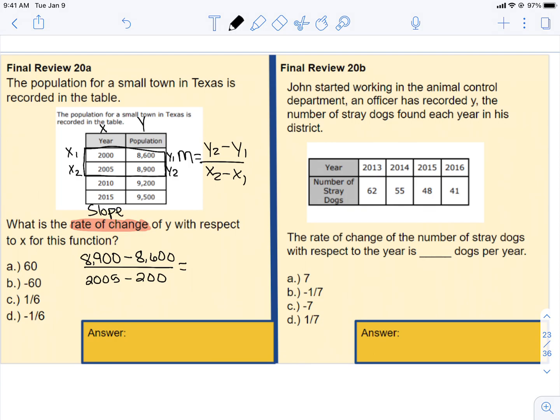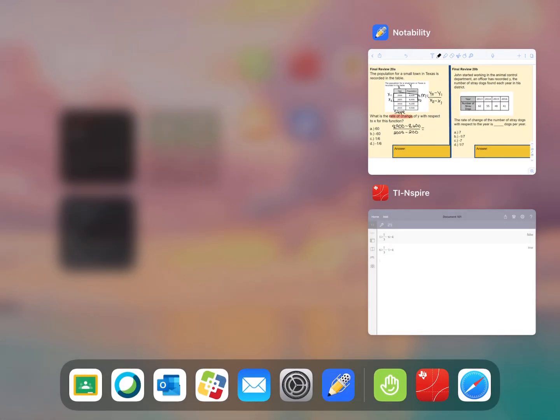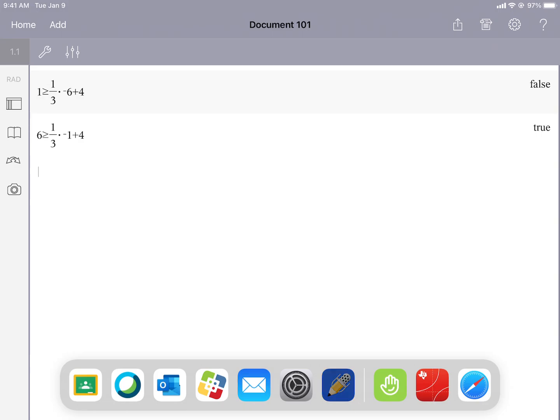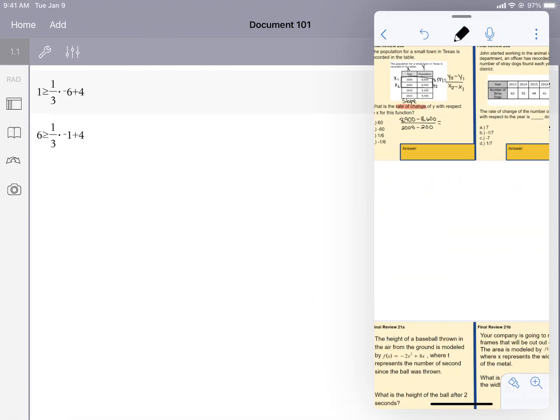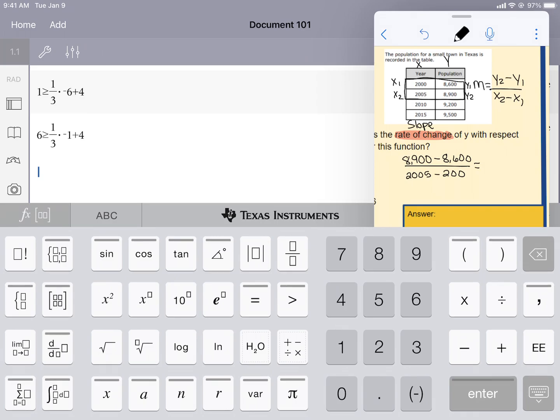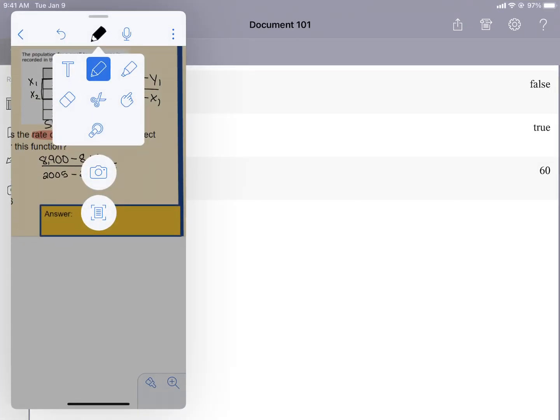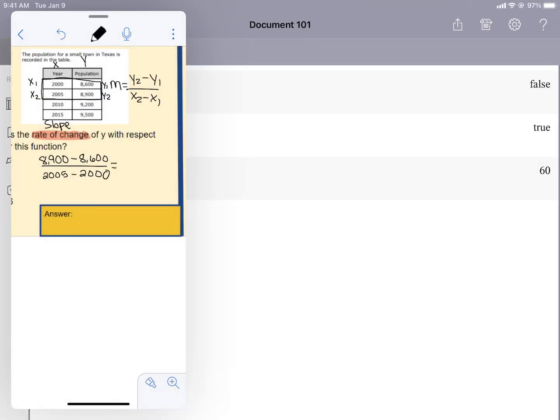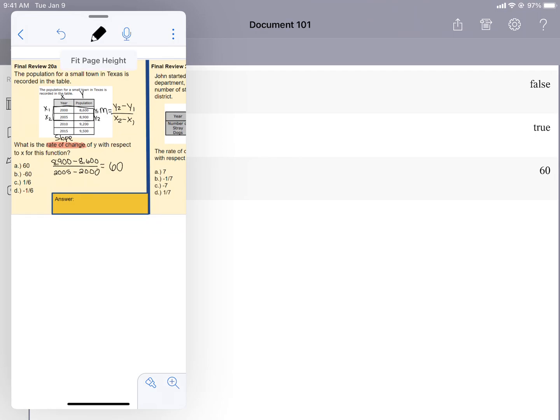So let's go back to the calculator. Again, I'm going to put my paper there so I can see what I'm typing in. So I hit the fraction button. I'm going to do 8,900 minus 8,600 on top. On bottom, 2005 minus, I forgot a 0 on the 2000. There we go. I hit enter and it gives me 60. Okay, so 60, which would be answer choice A.